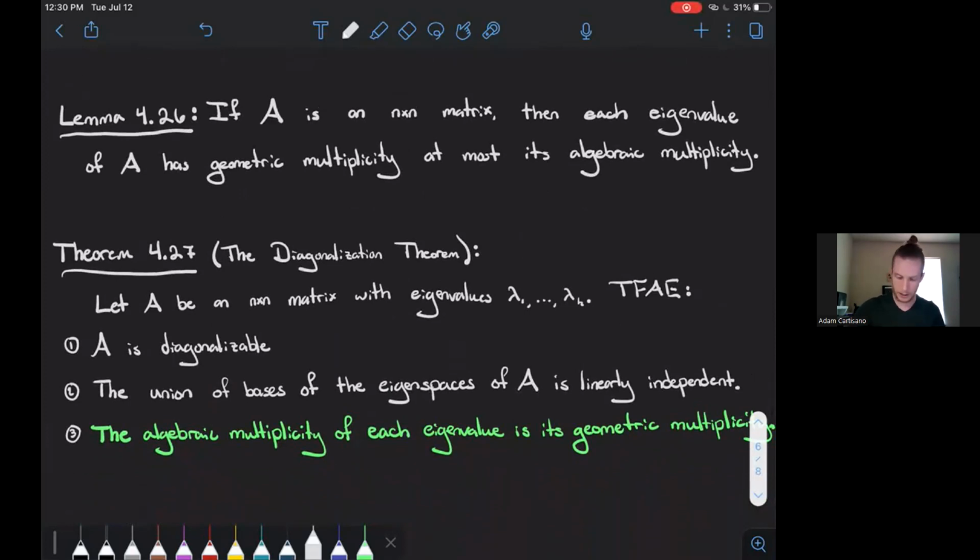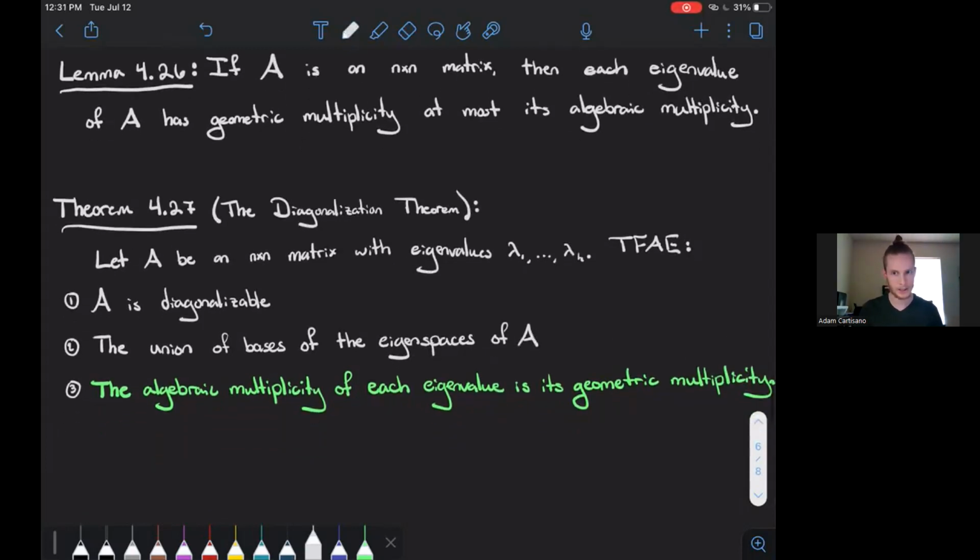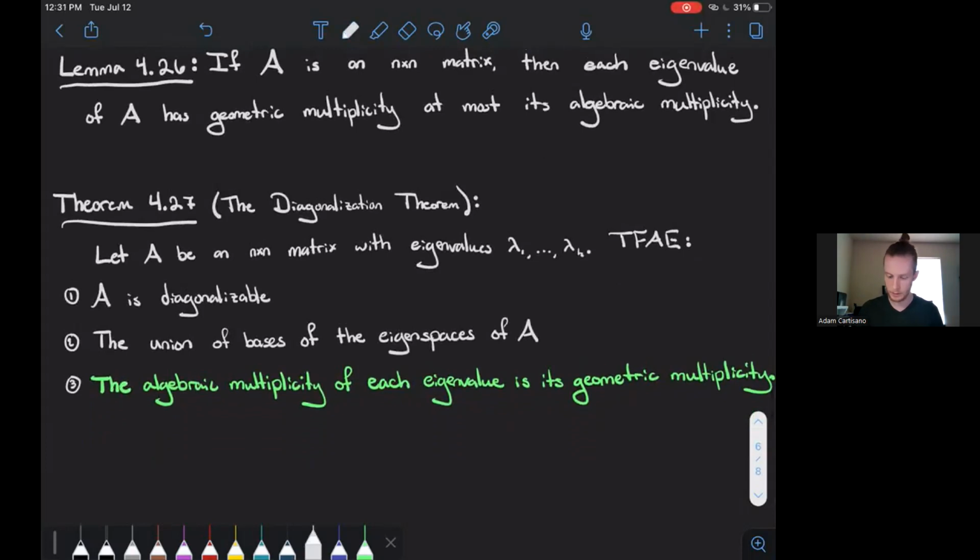Sorry, not linearly independent. This is not right. The union of the bases of eigenspaces of A contains n vectors. We need all n vectors to show up. Otherwise, we don't have a basis, we don't have enough vectors in order to span the entire space.